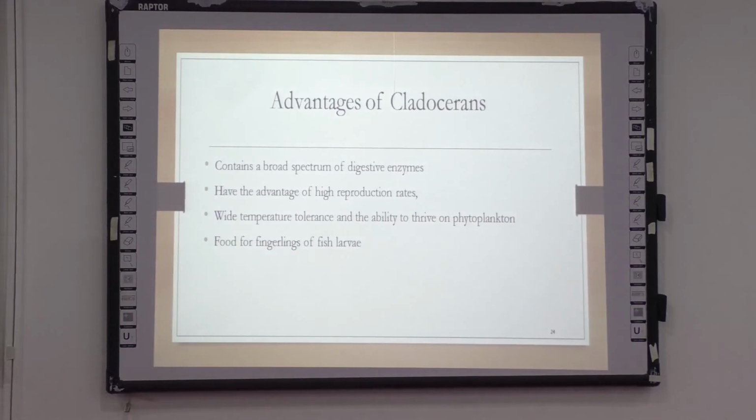Let us see the advantages of the cladocerans. They contain a broad spectrum of digestive enzymes. They have the advantage of high reproductive rates. They tolerate a wide range of temperature and thrive very well on phytoplankton diet. And this can be used extensively in culturing the carps and other freshwater fishes.